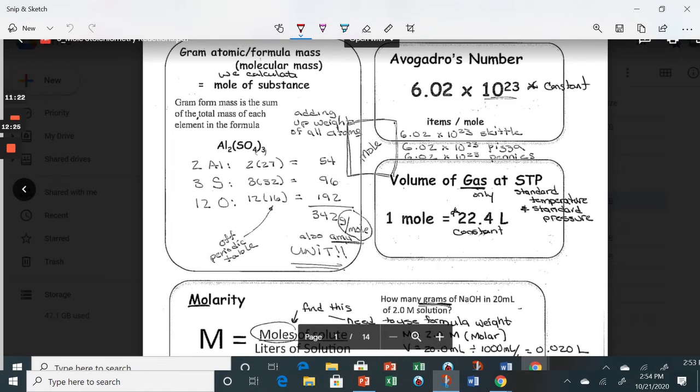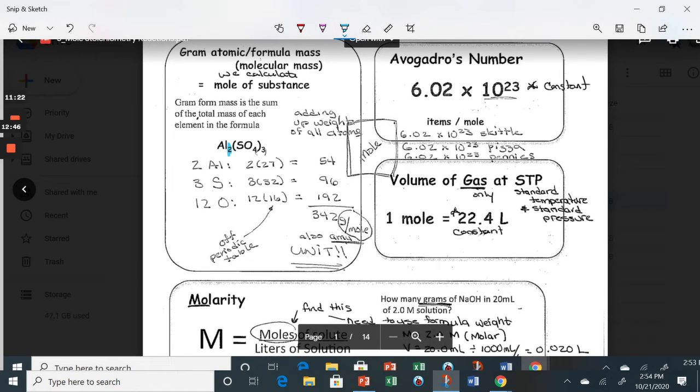You look at what makes up the material. This is where formula writing becomes really important, because if they give you a name and they say, what's the formula mass of this, you have to have the formula correct in order to calculate your formula mass, the correct formula mass. So when we look at aluminum sulfate, we said that there were 2 aluminums.